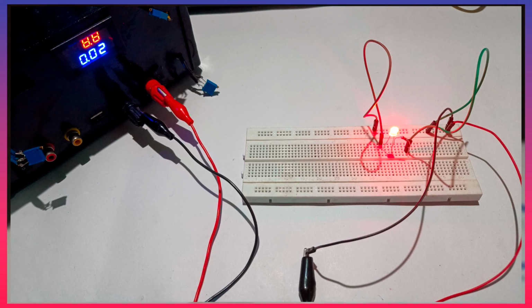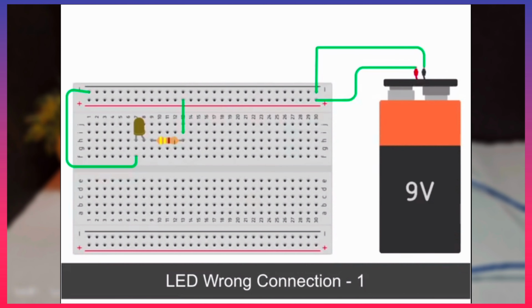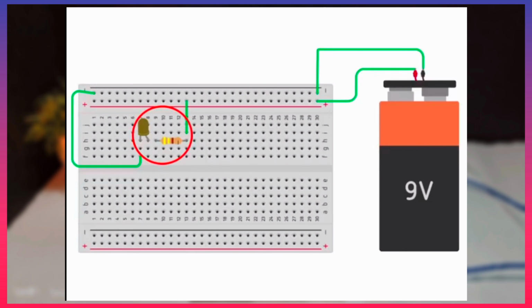Now we will see the common mistakes people make while using a breadboard. In this connection, the LED doesn't glow because the connections are not proper. The resistor and LED are placed beside each other. The holes in the breadboard except the power rails are connected column-wise. So, there is no connection between the anode of the LED and the resistor lead. This makes the LED isolated.